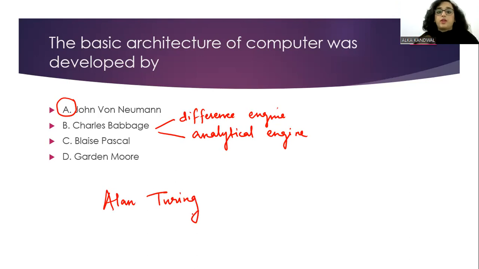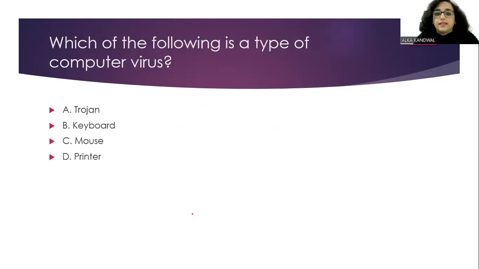What is the first general purpose computer? So ENIAC है. और बेसिक आर्किटेक्चर किसने दिया था? जॉन वॉन न्यूमैन. Who is the father? चार्ल्स बैबेज. Who is the father of the modern computer? So you have to be very clear about this small things.